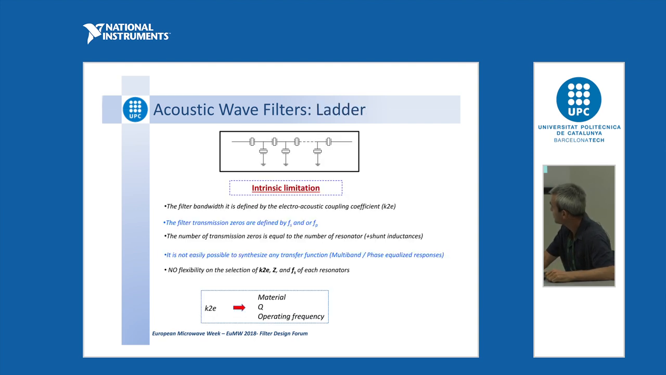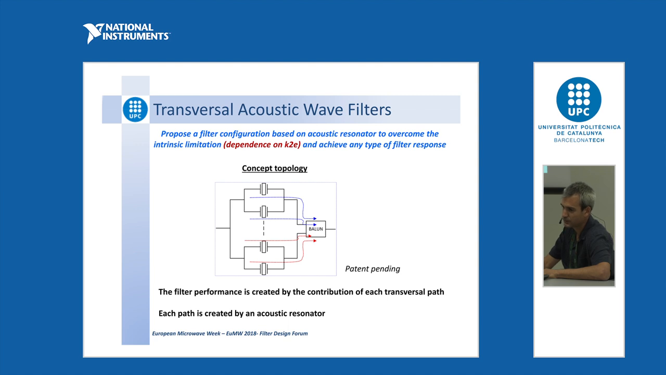And this is mainly because the electromechanical coupling coefficient depends on the material and also strongly affects the coupling. So if we want to go to higher coupling coefficients, usually we lose quality factor, and it also changes a lot with the operation frequency, right? So the next part of the presentation will show a new configuration where the filter response does not depend on this coupling coefficient, right? And the benefit that we will get is that we essentially can create any filter response, right?